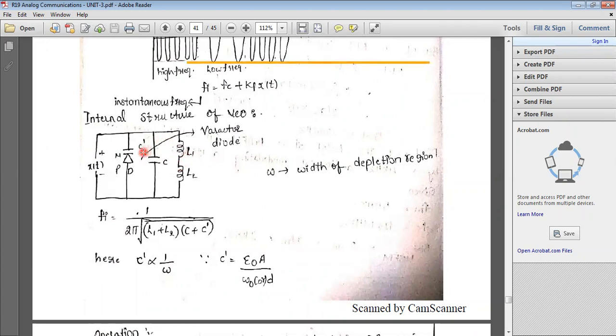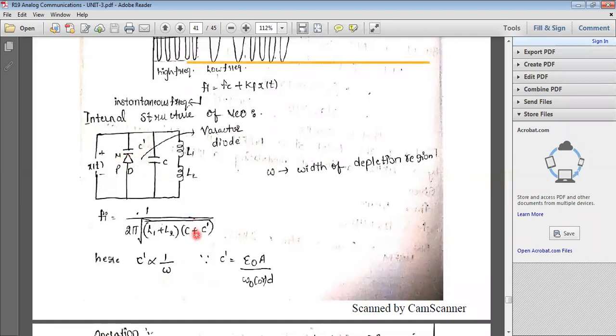So how do we connect this varactor diode? This varactor diode is connected in parallel with the tank circuit. Now what is the formula for the instantaneous frequency? Fi equal to 1 by 2 pi root of, what is the combination of L1 and L2? L1 plus L2, and the combination of parallel capacitance C, suppose this capacitance is considered as C dash. It is considered as C plus C dash since it is a parallel combination.